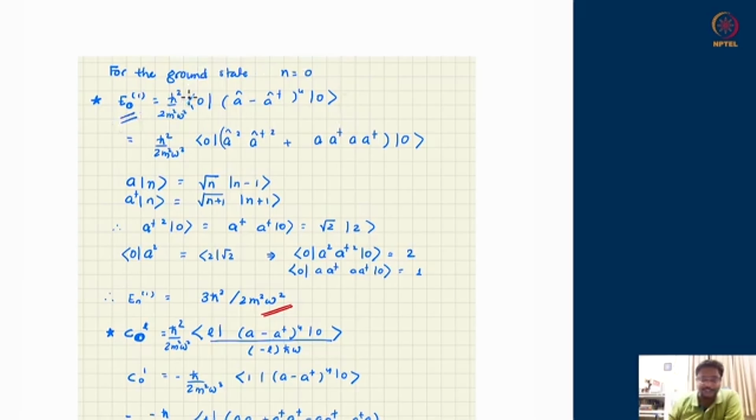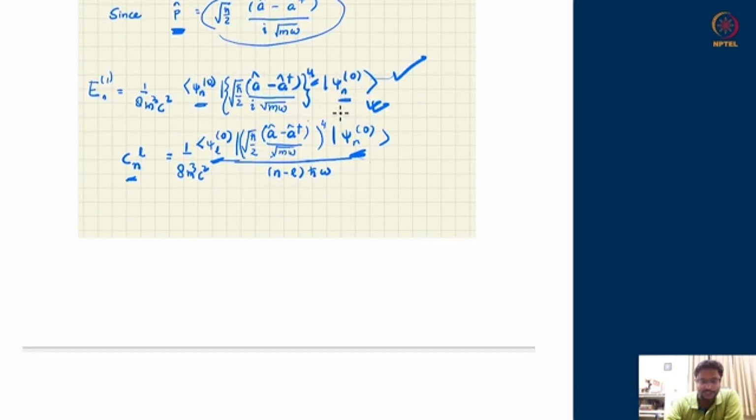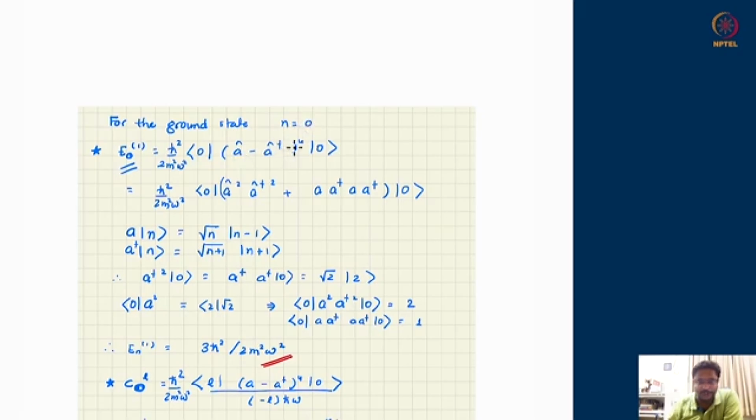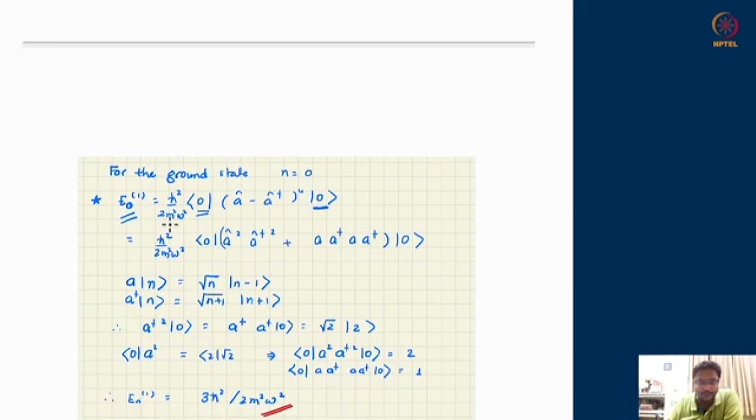is this quantity as we have listed down. I'm going to compute this quantity with n is equal to 0. So it would be (a minus a dagger) to the power 4 squeezed between n is equal to 0 from left and right. All the constants which were appearing here, here, and here have been combined to get me h bar square by 2 m square omega square. You should verify this. And ultimately, this is the computation I'm supposed to find out.